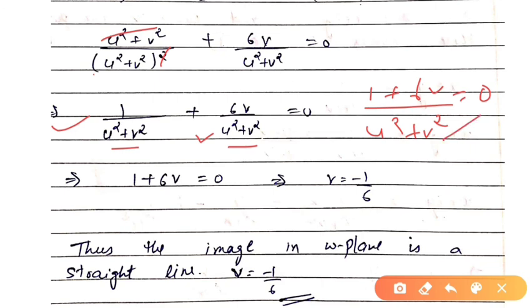Now we will do cross multiplication. This will get multiplied with this 0, and you will just get 1 plus 6v equal to 0. Now we want the value of v. So you get 6v equal to minus 1. This implies v equal to minus 1 by 6. So we were given a circle, and now we are getting a straight line as an image under the transformation w equal to 1 by z.